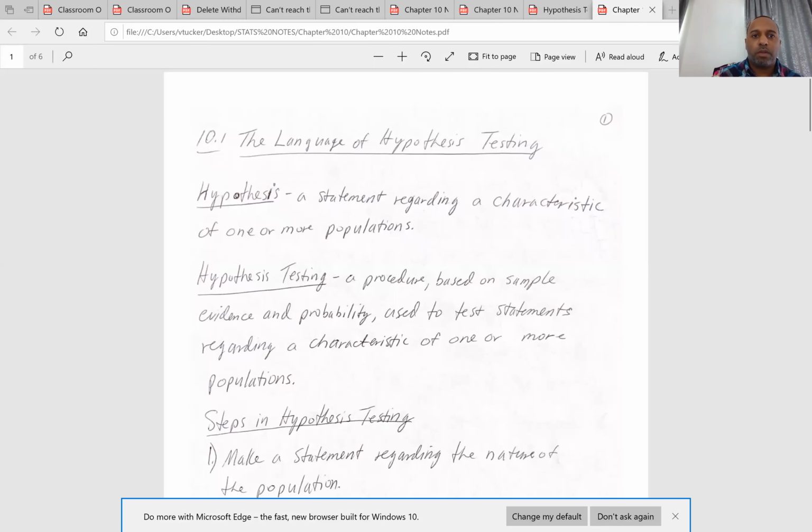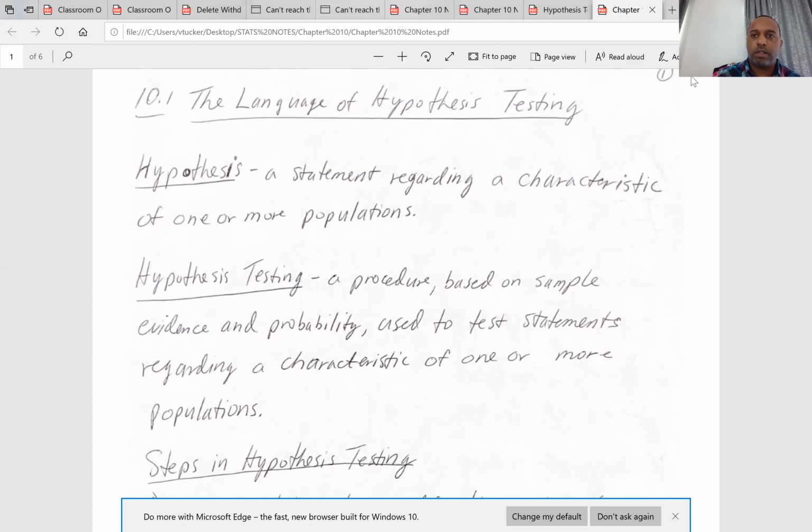All right. So we're getting into chapter 10 today. Our last set of information that's going to be new for us. All right. So we're looking at hypothesis testing. So we're going to look at the language of hypothesis testing.